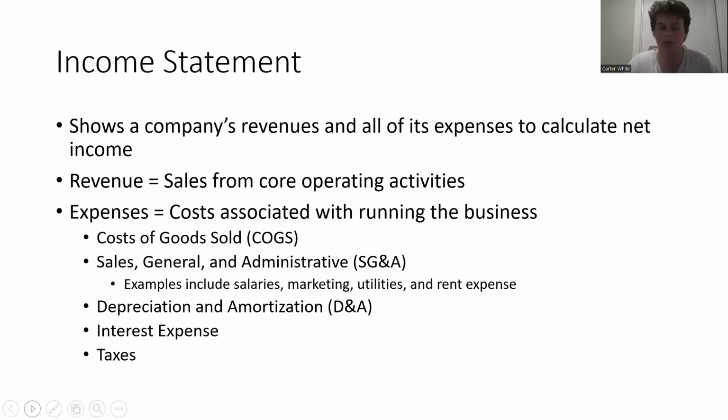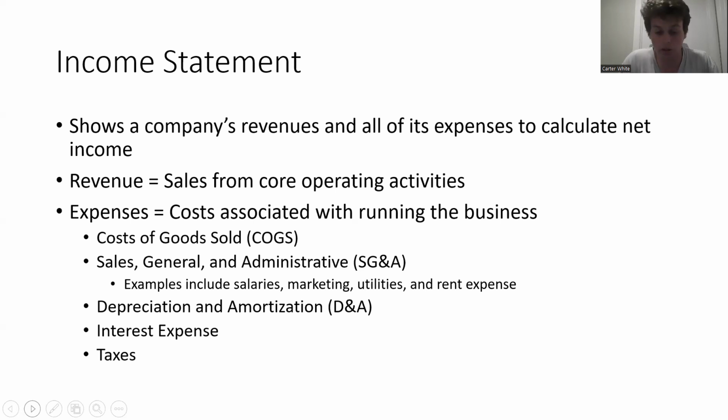So the income statement, this first one, shows a company's revenue and all the expenses to calculate net income or profit. Revenue is just all the sales from the core operating activities for a business. Expenses are the costs associated with running the business. So you have cost of goods sold or COGS. These are expenses that are directly associated with revenue. If I am a lemonade stand business, the COGS would be the lemonade that I'm selling, right? Or if I am a hair salon, it would be the direct labor associated with cutting hair.